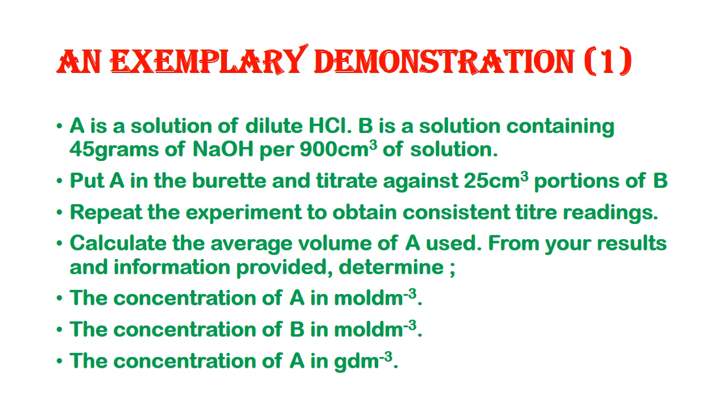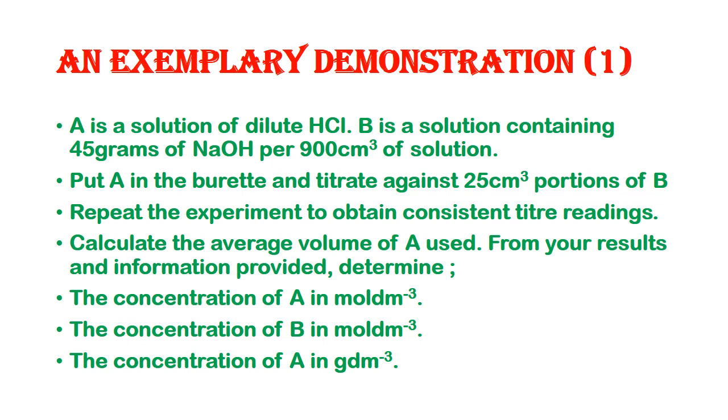1. A is a solution of dilute HCl. B is a solution containing 45 grams of sodium hydroxide per 900 centimeter cube of solution. Of course, you know that is your concentration of B in gram per dm cube, but it is not yet in the standard form. So you have to convert it to the standard form first. But before then, put A in the burette and titrate against 25 centimeter cube portions of B. Repeat the experiment to obtain consistent titre readings.